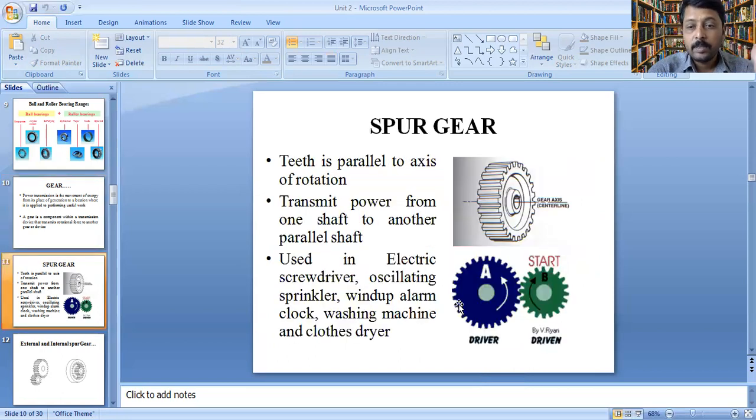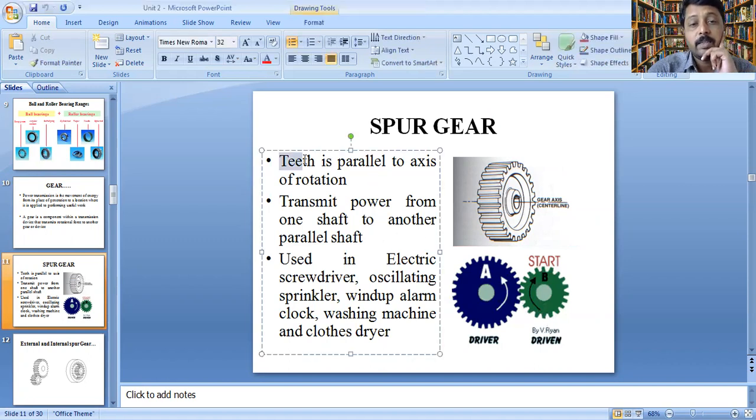The first type of gear is called spur gear. You can see this diagram over here. This is called spur gear. This is the center line or axis of the gear. These are the teeth, which are parallel to the spur gear axis. Now here in the second diagram, you can see that the first one, A, is rotating anti-clockwise, which is called the driver gear. And the second one is called the driven gear, because due to movement of A, these teeth are getting engaged with the teeth of B, and B is rotated in clockwise direction. So the gear which is transmitting the power is called the driver, whereas the gear which is getting the power is called the driven. Driver gear and driven gear.